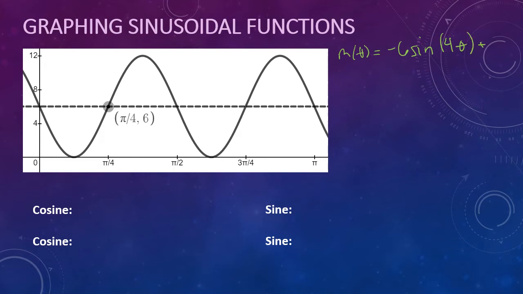All right, welcome back. The equation we have graphed here is m of theta equals -6 sine 4 theta plus 6. Some of these things won't change. No matter whether it's sine or cosine, my amplitude is going to be 6, my b value is going to be 4, and my vertical shift is going to be y equals 6. Regardless of where I am looking, that information is going to be the same.